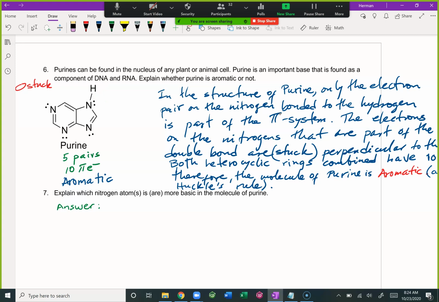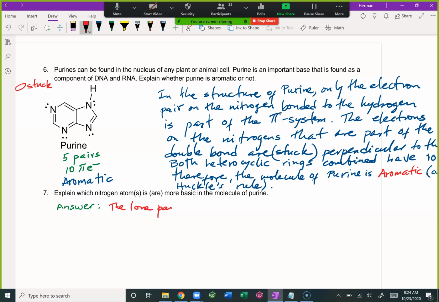So which ones are the most basic nitrogens? Anybody? Based on what I just explained. Nobody dares to say anything? All right, let me write this down.